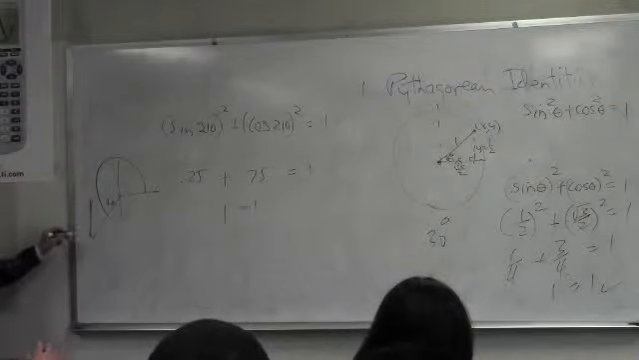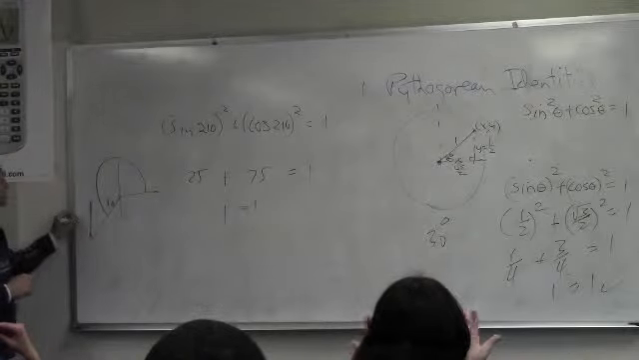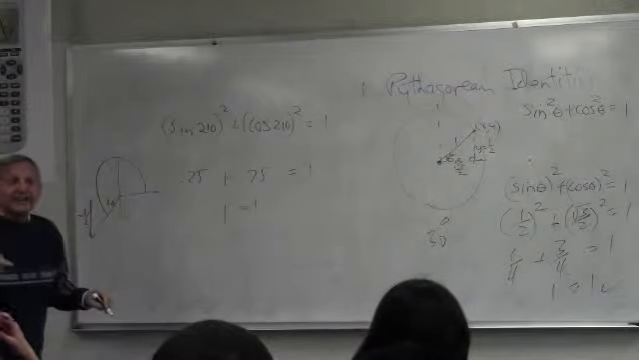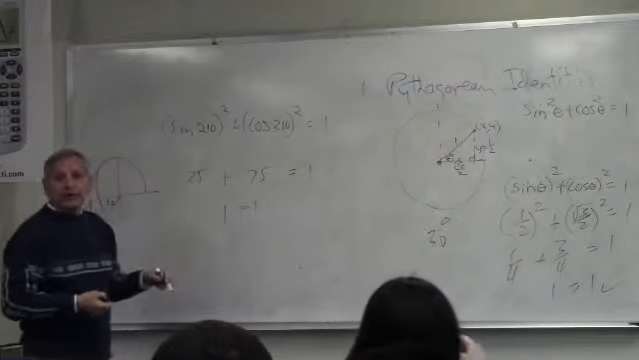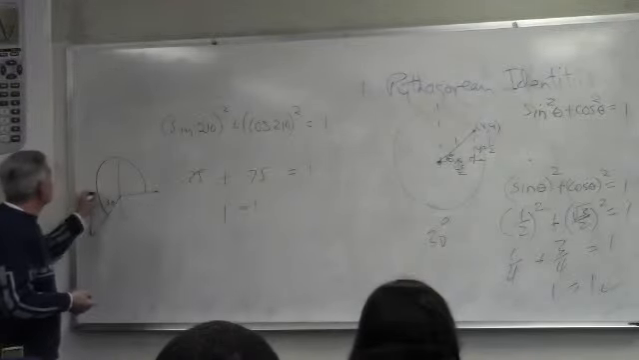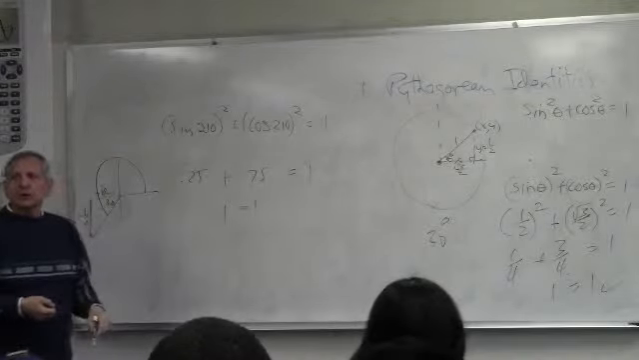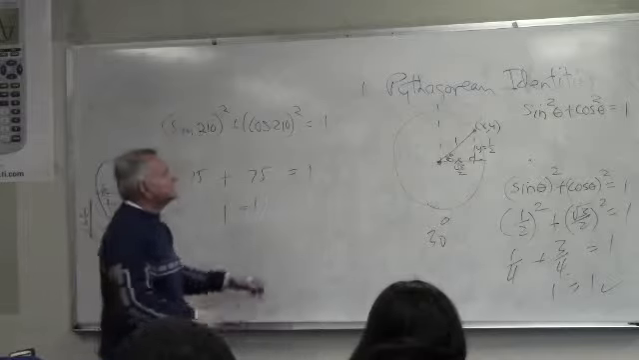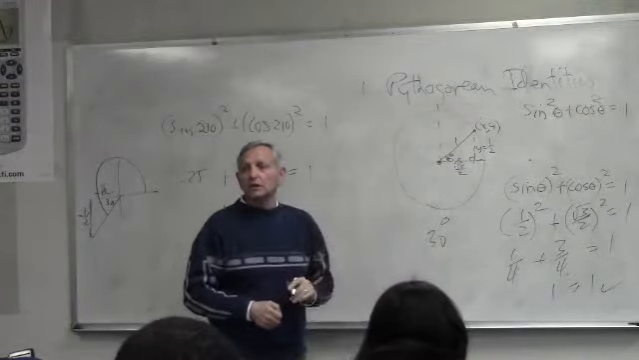Now, however, you guys gave me the wrong answer. Not really. This was a negative a half, right? But when you squared it, it became positive, a positive quarter, right? And this was negative the square root of 3 over 2, so when you squared it, it became 3 quarters. Okay, now listen, common mistake, it's the sine squared plus the cosine squared equals 1.